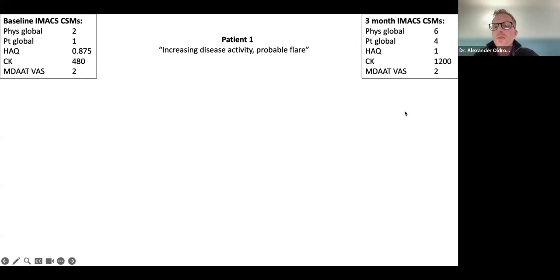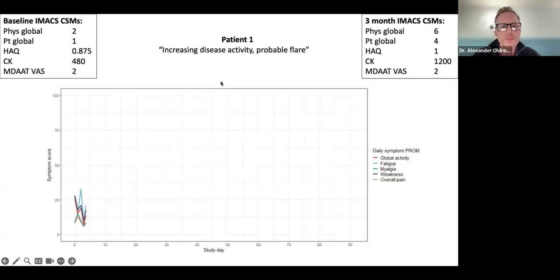But then we can see at 3 months, there are some changes. The physician global has gone from 2 to 6, it's increased. The patient global has gone from 1 to 4. The HAQ has very slightly increased, but the CK is markedly increased from 480 to 1,200. And the damage VAS has remained the same. So if we saw someone in clinic like this, with these core set measure values, we'd probably say they have increasing disease activity, they're probably having a flare. But let's see how the daily symptom data gives us some more info on what's actually happening here.